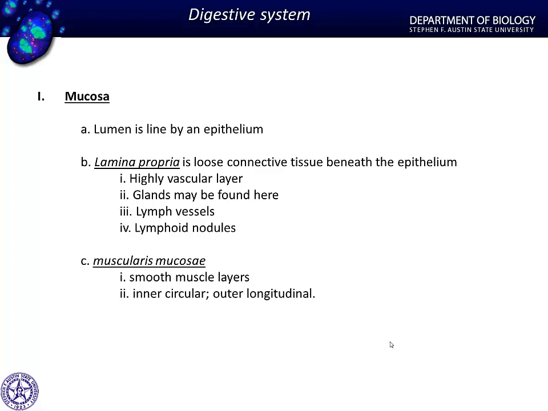And while we can't readily, and we're not going to be so worried about identifying the inner circular versus outer longitudinal layer, understand those are the appropriate orientations of these 2 muscle layers that make up the muscularis mucosa.